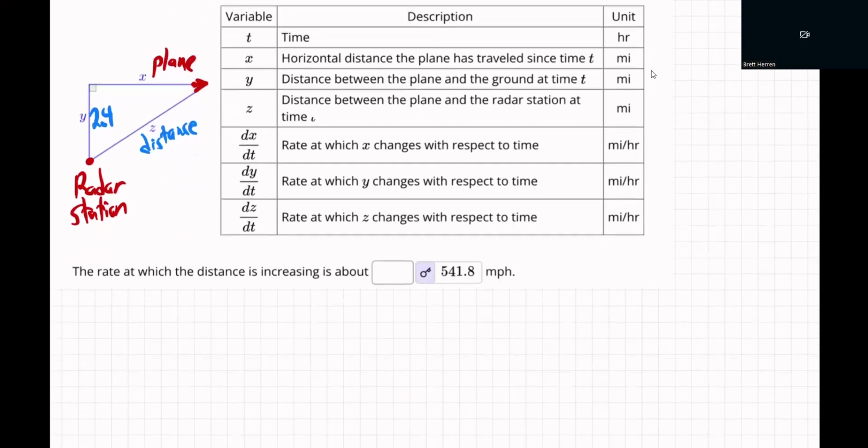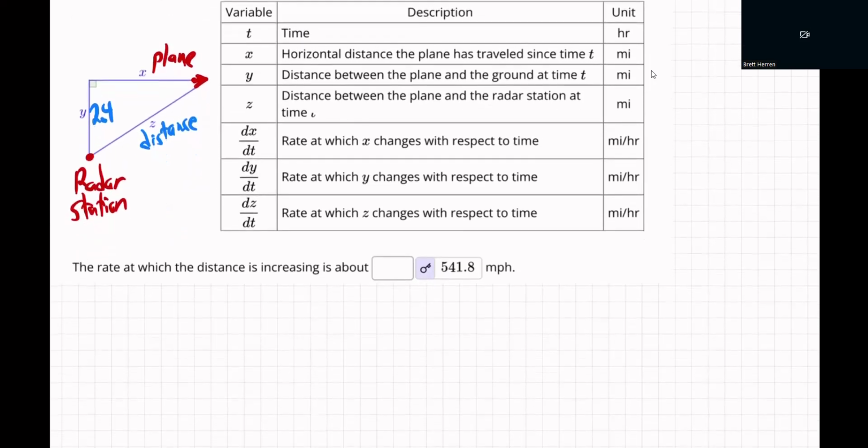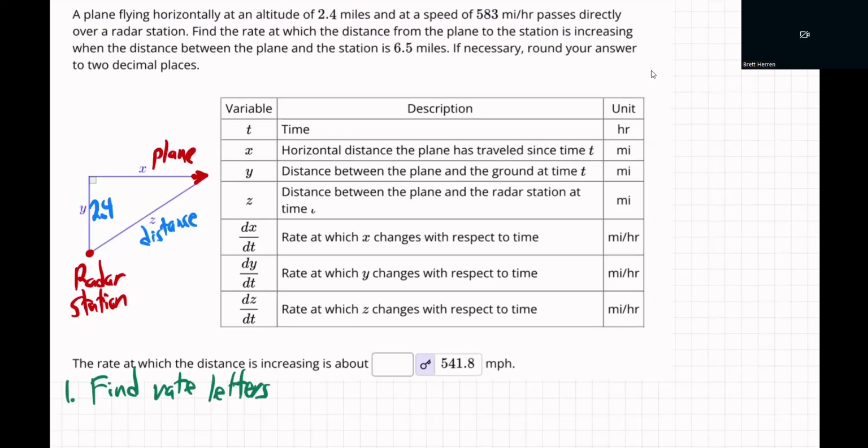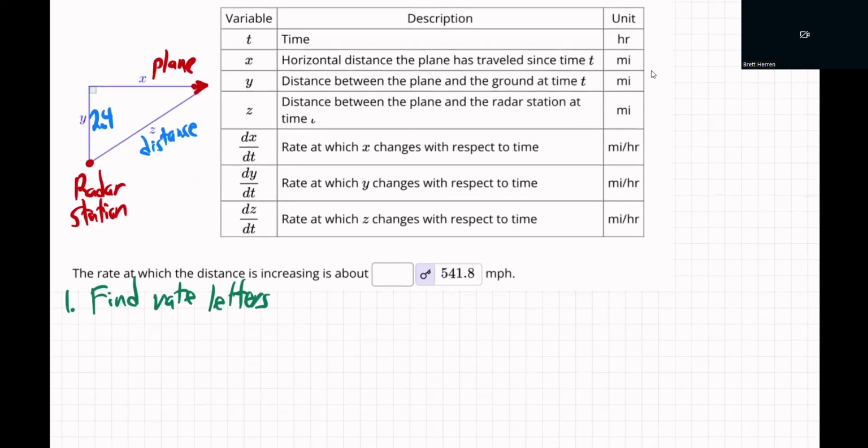So step number one. What do we always do first? Step number one is we find the rate letters. So what are the rate letters? Well, let's go see what rates they speak of. Planes flying horizontally, altitude, that's not a rate, that's not changing. At a speed, 583, there we go, speed of the plane. So that's dx dt, isn't it? That's how fast x is changing, which is the distance horizontally from the radar station to the plane. So they're telling us right there, dx dt.